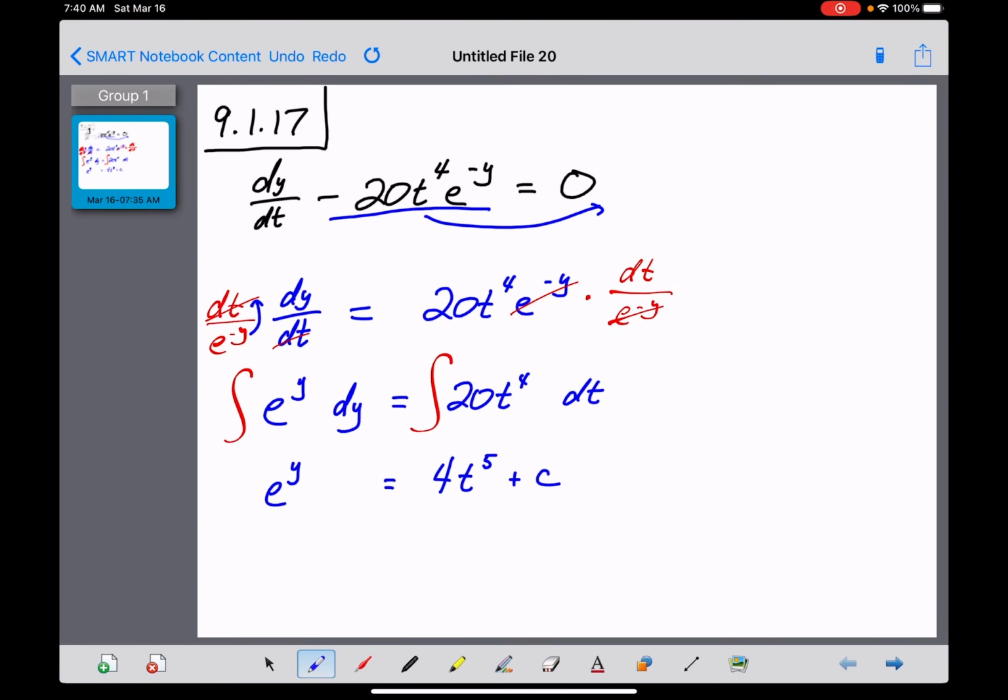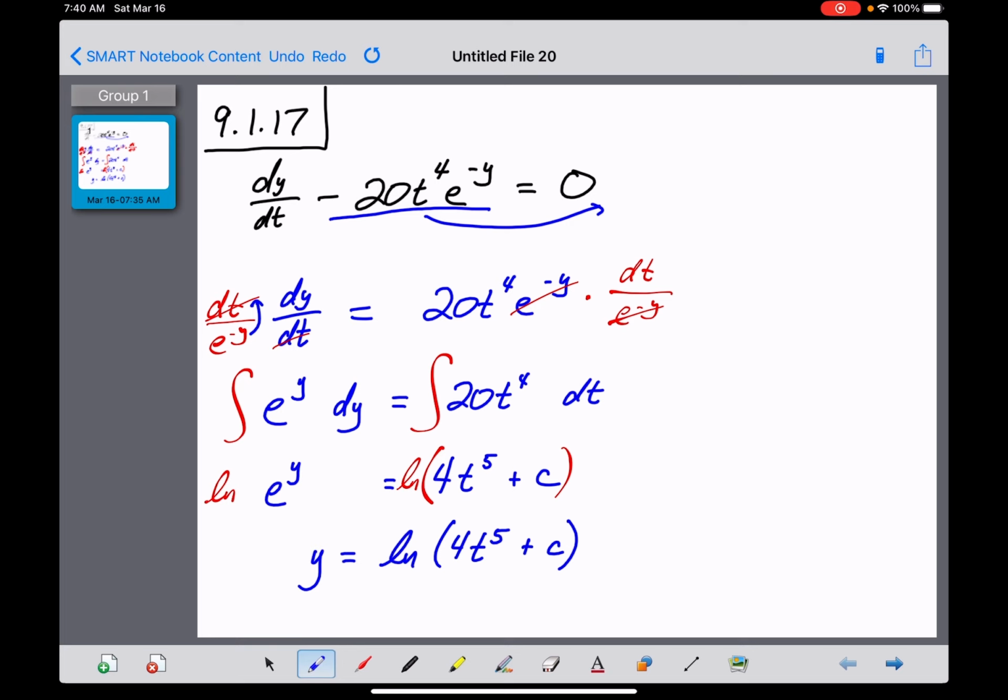Yeah, we're just looking for a general solution, so it's okay to leave that plus c there. And all we have to do now before we're done here, guys, is to get rid of the e, which we will do by taking a natural log of both the left and the right, and the natural log of e to the y on the left is going to give us just a y there, and then we've got the natural log of 4t to the fifth plus c.